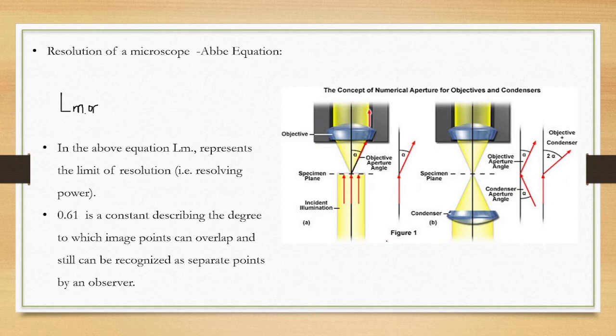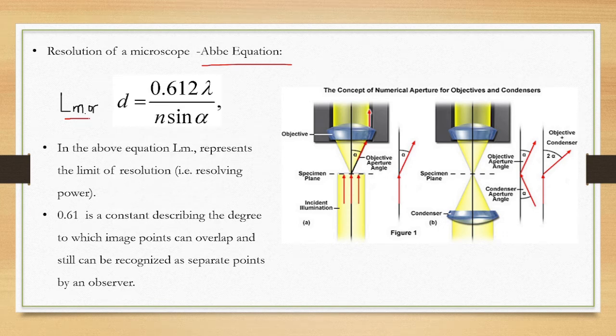Let's look at the equation for the resolution of a microscope. This is called the Abbe equation. The LM, or limit of resolution, or d, is equal to 0.61 lambda divided by n sin alpha. Here LM stands for the limit of resolution or the resolving power. Resolving power means the ability to distinguish two objects.